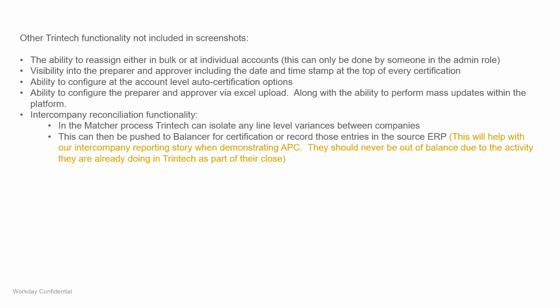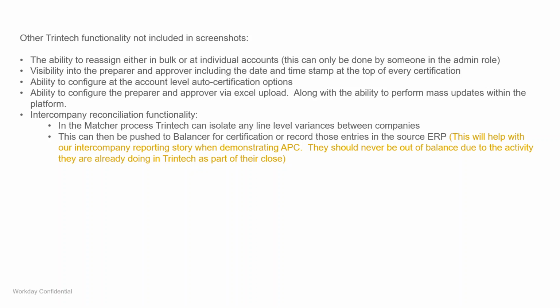Intercompany reconciliation functionality is pretty awesome, right? Ours is really great in Workday, but from an AP&C use case, it's not as valuable as it is from a traditional FINS use case because I don't have all the underlying data. So while in Workday we can identify variances, we can't really drill into them and figure out why the variance is there. Now, in the matcher process in Trintech, you can isolate those line level variances between your companies.